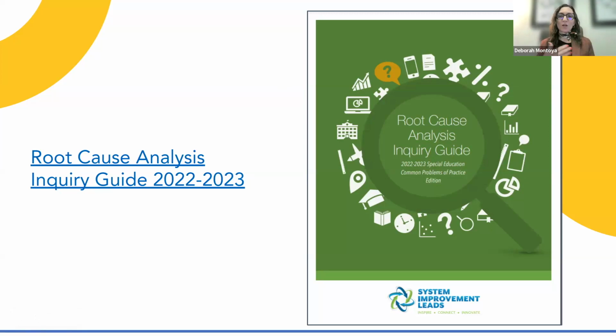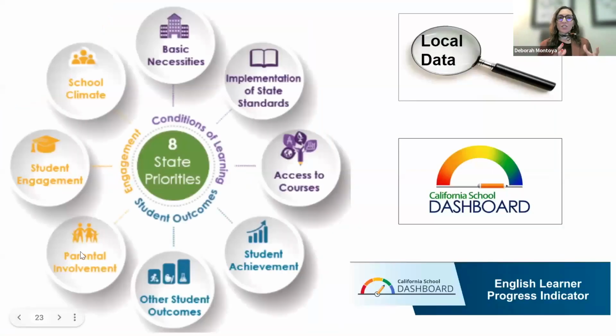And that's where the deeper conversations and the hard work really exists. Because many times what we find is that we're having conversations about access to courses, student achievement, parent involvement, student engagement in respect to the needs of our students who are English learners, and then separate conversations in respect to our students who are students with disabilities. And now we have this opportunity to come together and identify what are the needs of our dually identified students.